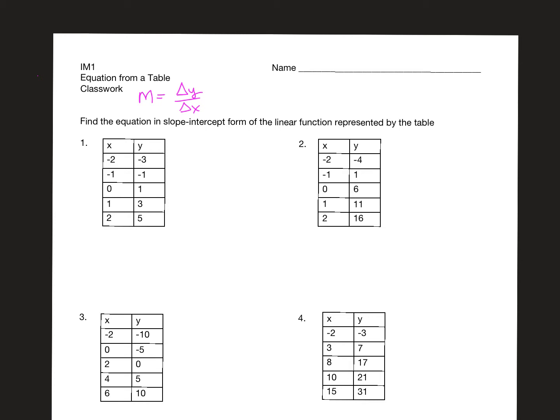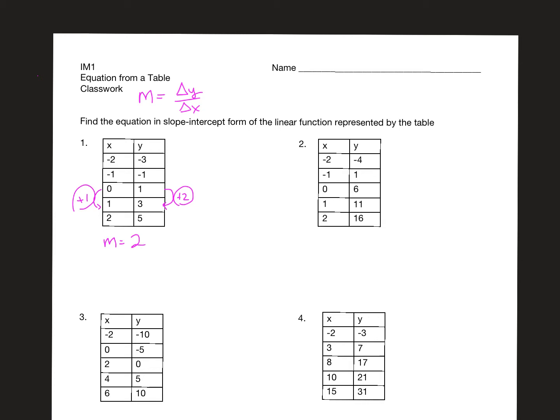Okay, so let's just start with number 1. For example, if I'm trying to find the change of y from 1 to 3, that's adding 2. And the change of x from 0 to 1, that's adding 1. So that means that my slope is 2 over 1, which is just 2.